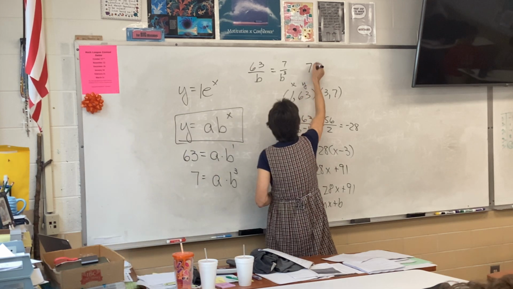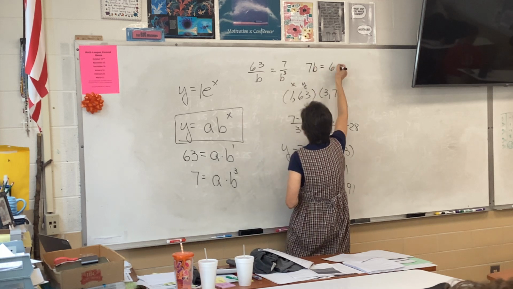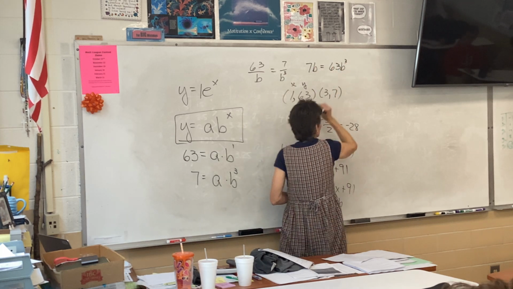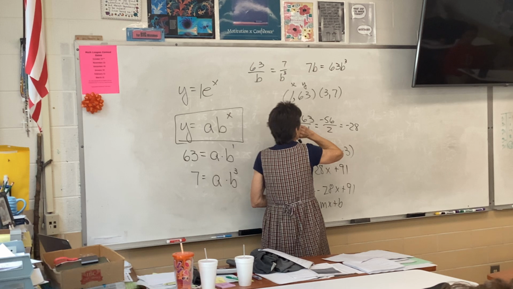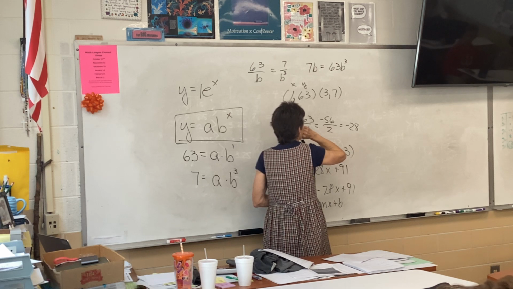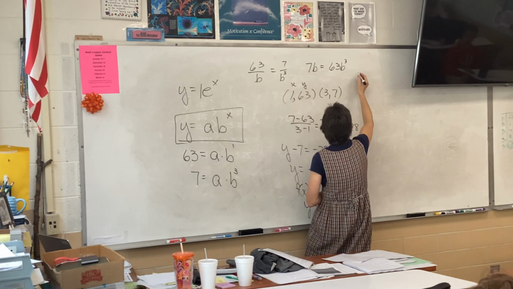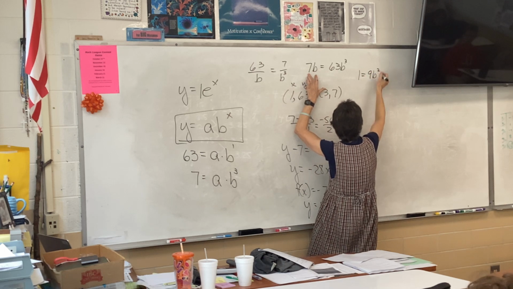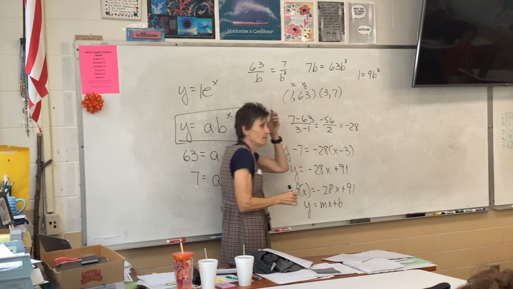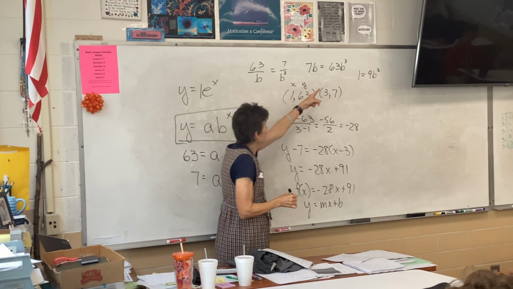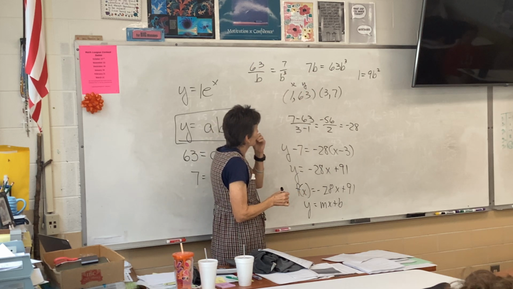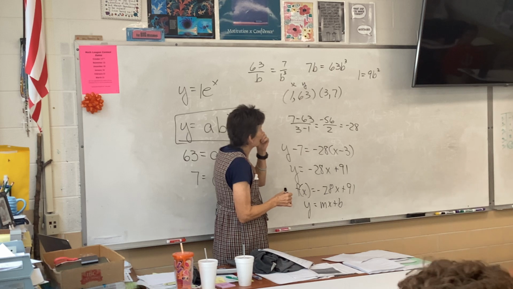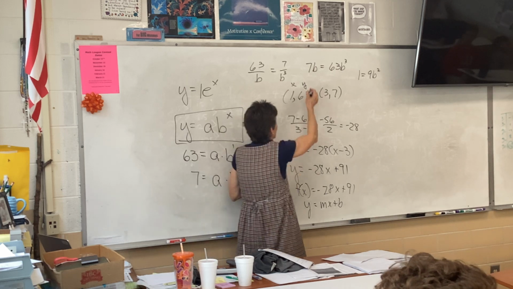So 7b equals 63b cubed. Or 1 equals 9b squared. Is that true? Is that okay? How did I do that? What did I do? You just simplify. I divided by 7b.